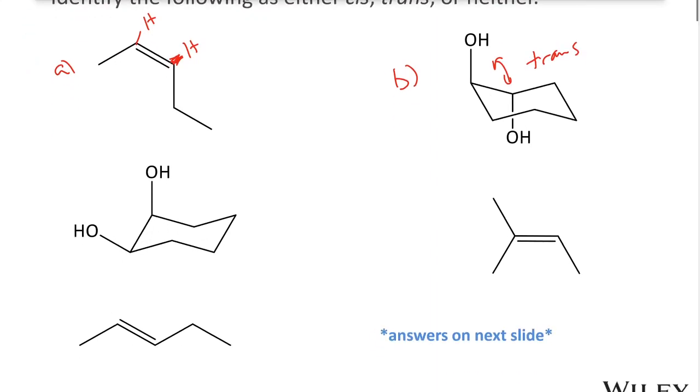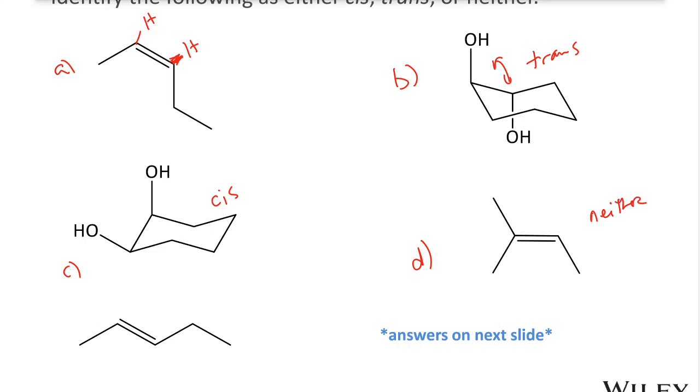The next molecule we'll call C. The OHs are on the same side, so they're cis. The next one, D, is interesting. Since you can rotate it around and put it back on top of itself, this is actually neither.